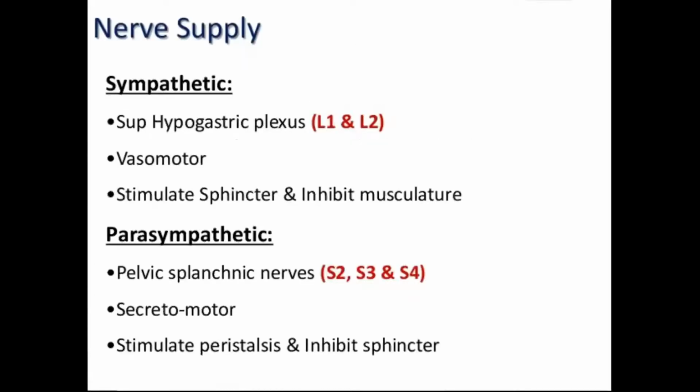And the nerve supply of the rectum comes from the inferior hypogastric plexus. This is for the sympathetic L1 and L2. Parasympathetic comes from the pelvic splanchnic nerves S2 to S4. And as you know, the sympathetic stimulates the sphincter and inhibits the muscularis. Parasympathetic stimulates peristalsis and inhibits the sphincters.